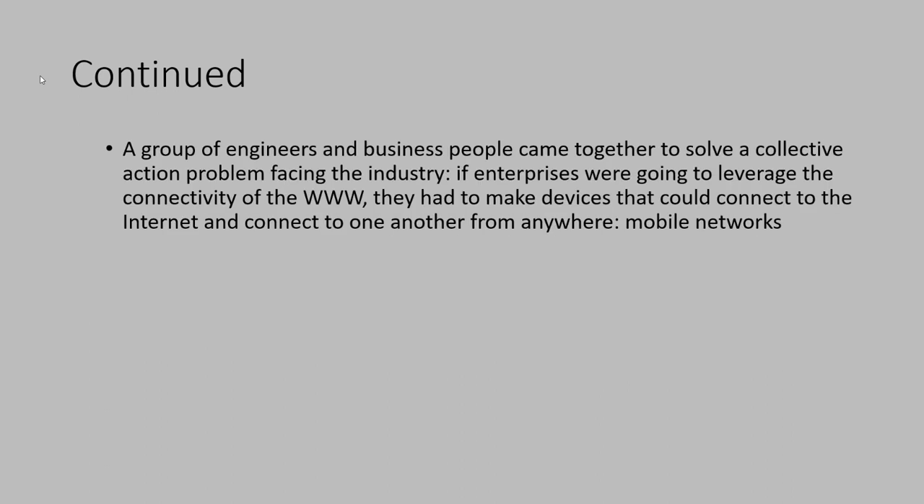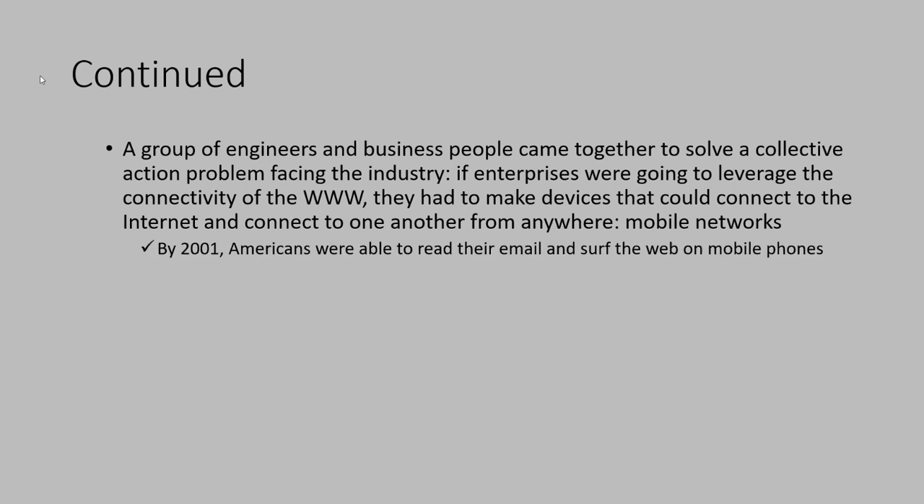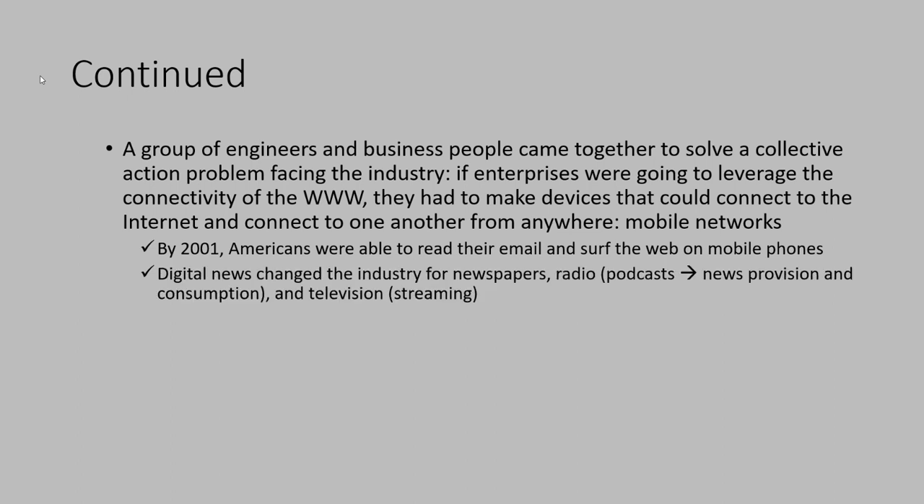A group of engineers and business people came together to solve a collective action problem facing the industry. If enterprises were going to leverage the connectivity of the World Wide Web, they had to make devices that could connect to the internet and connect to one another from anywhere. Mobile networks are what made this possible. By 2001, Americans were able to read their email and surf the web on mobile phones. Digital news changed the industry for newspapers.